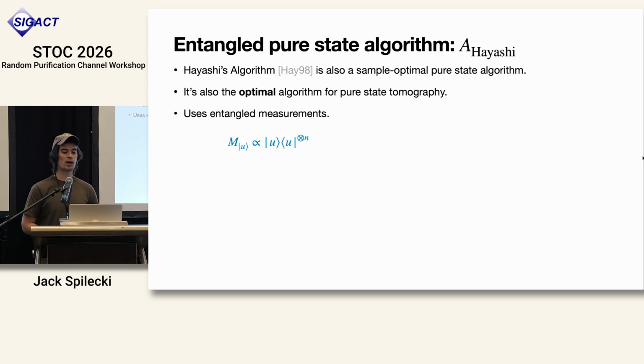Okay, so what this algorithm does is it measures with a POVM element on n copies simultaneously. That looks like an n copy generalization of the GKKT algorithm. Its POVM elements are labeled again by pure states, and the POVM element is projection onto n copies of that pure state. Upon measuring, you get some outcome U hat. And what Hayashi's algorithm does is it just outputs this pure state directly.